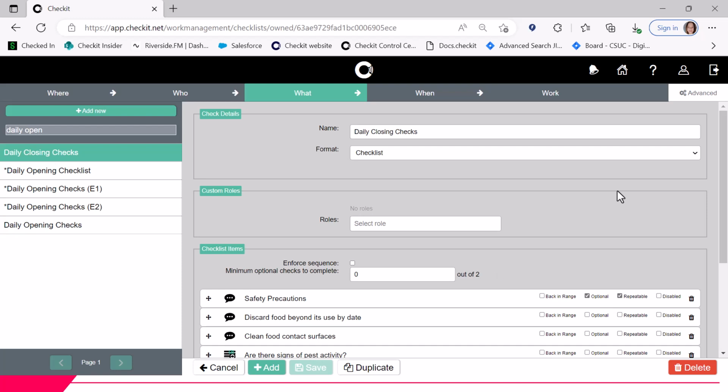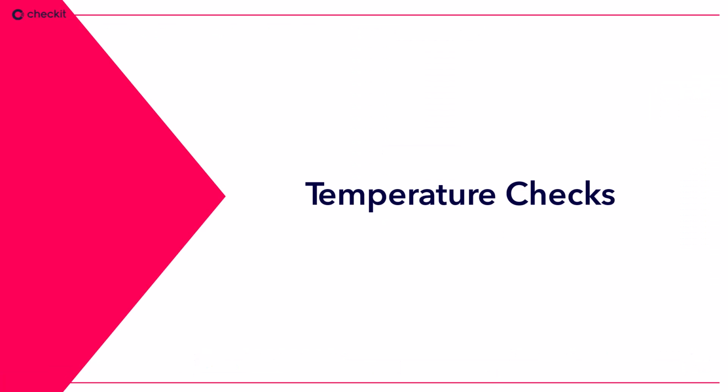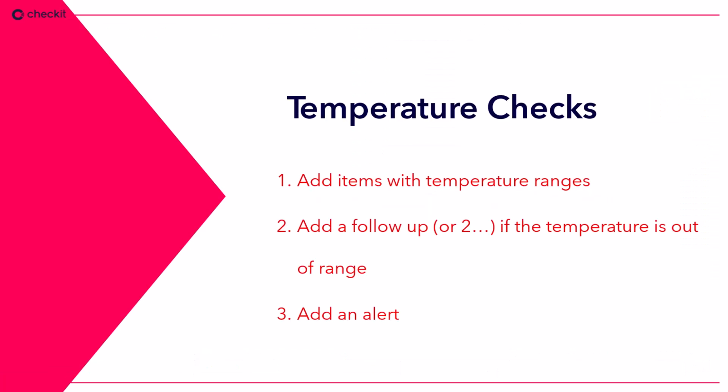Now we're going to move on to our last example, temperature checks. In this last example, I'm going to show you how to create a checklist that includes temperatures with follow-up checks, and you may want to do this for food or water temperatures. I'm going to use cooking temperatures, and the concept is that we want to take the temperature of something. We expect it to be within a certain temperature range, and if it's not in that range, then we need to do something else. So we're actually going to use 2 follow-ups, and then we'll throw in an alert for good measure.